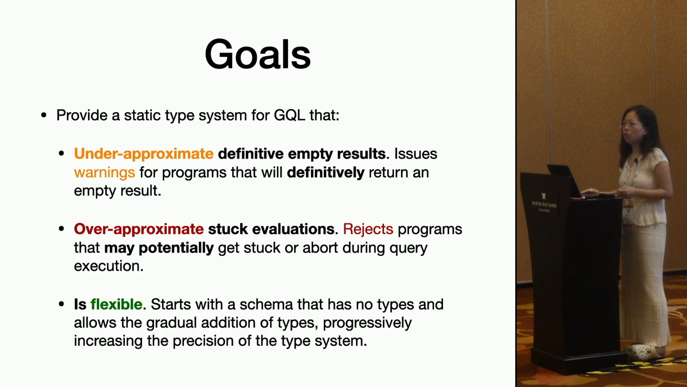And also, we want this system to be flexible. Then it would allow us to incorporate types gradually. For instance, starting with a schema, but with no types. And gradually, we can add types into it. Then we can add type annotations to the schema and get more feedback.